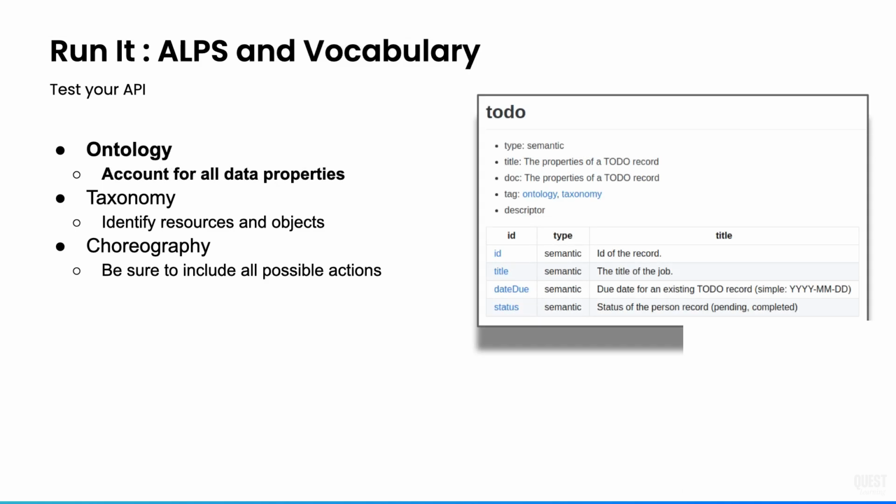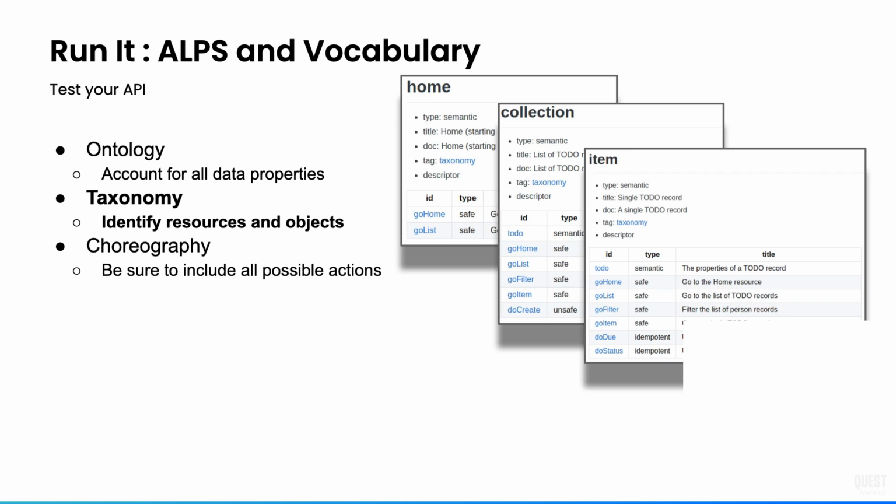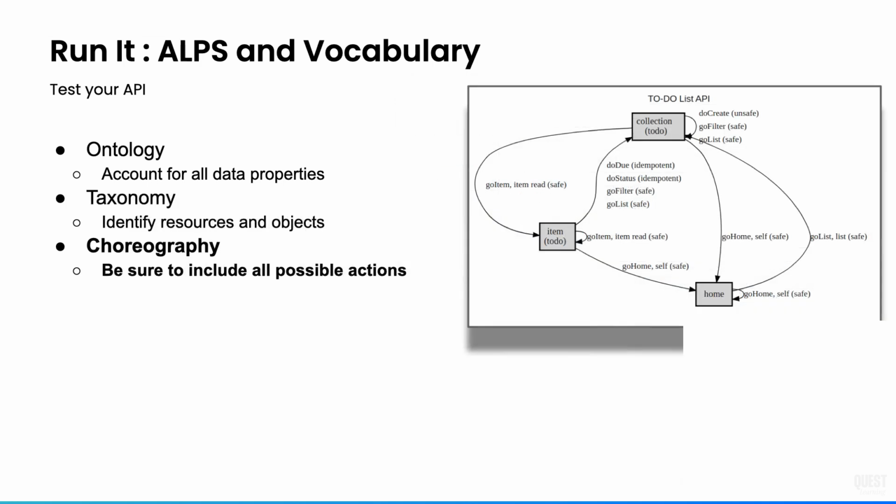So the ontology has all the individual elements: ID, title, date due, and status. We can get that directly from ALPS. These will be the values we'll be using when we create our tests. Now, we also need to know about the resources and objects. So there's a home resource, there's a collection resource, and an item resource. And the collection and item also have that to-do object, which is the details of that aggregated set of properties. So we're going to make sure that we test each and every one of these resources as to what's a part of these resources, what comes back, and when the resources have those objects, that those objects are correct.